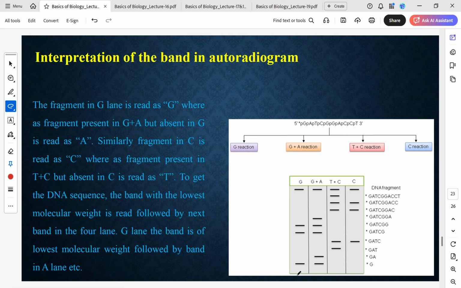If there is a band in both G plus A and G, then that's a G. If there is a band in only G plus A, but not in G, then that's an A. If there is a band in both T plus C and C, it's a C. If there is no band in C, but there is a band in T plus C, it will form a T. So you identify all of the bases by running the reactions on a high resolution polyacrylamide gel and get an idea of what the sequence is.